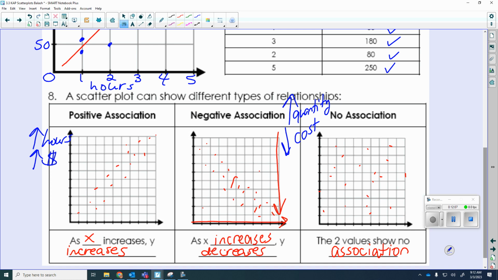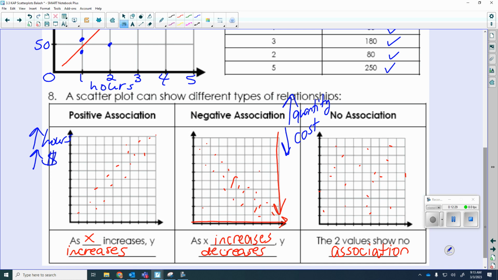Tell me something that would have just no association. Shoe size. What do you think? Time and ice cream flavors chosen. Say it again. So whatever time it is in the day, what ice cream is chosen. Oh, I see. So at 3 o'clock I choose Rocky Road, and at 2 o'clock I choose vanilla. That has nothing to do with each other, right?